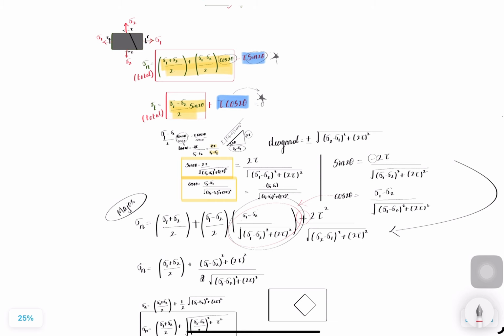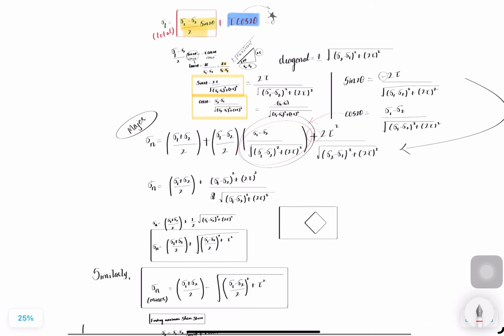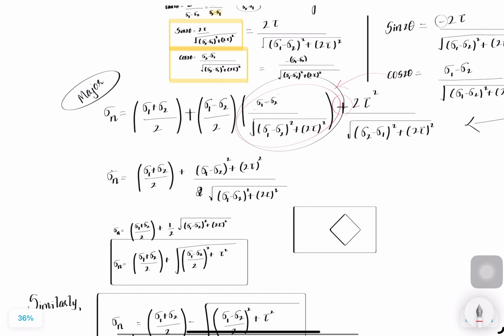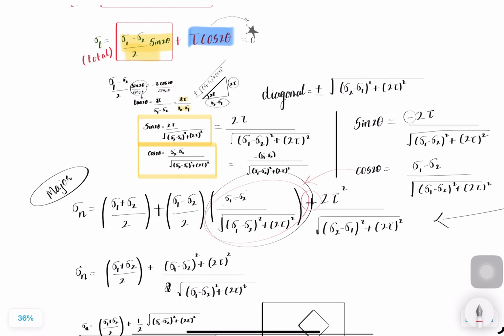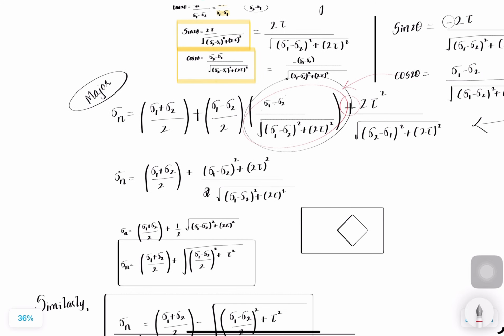Okay, fine. I hope the calculations are clear. So now in the next step, you find the expression for the maximum normal stress. Just find the expression for the maximum normal stress by substituting the sine 2 theta and cos 2 theta values. Of course, I have taken the diagonal with the negative sign. So the final expression, after simplification, is here.